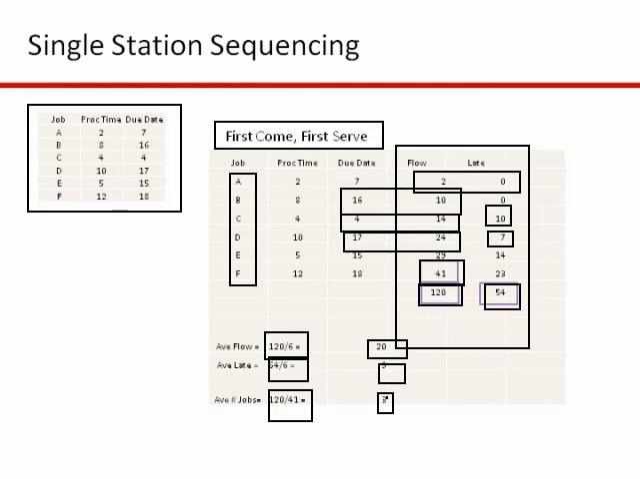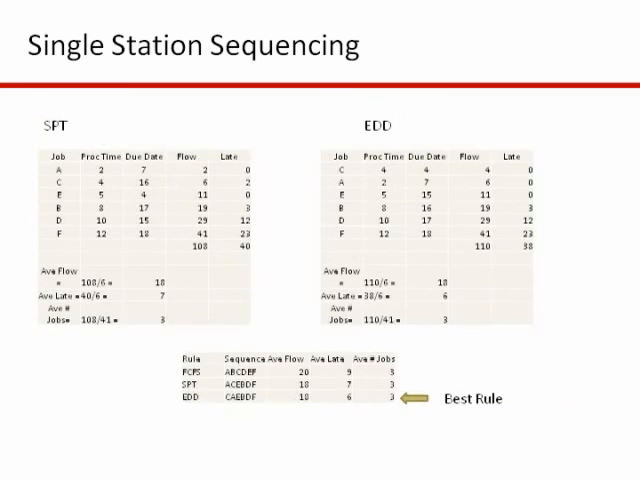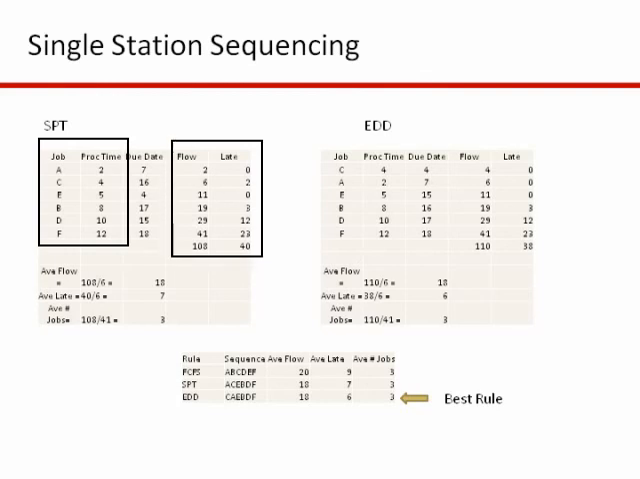Okay, so for shortest processing time, you notice what I've done here is I've changed the order of the jobs, and I've started at the lowest time, and then the last job is the longest time. So I've changed the sequence of these jobs. Again, the flow and the late are going to be calculated just like they were in the first example. I can calculate then my average flow, average late, and average number of jobs.